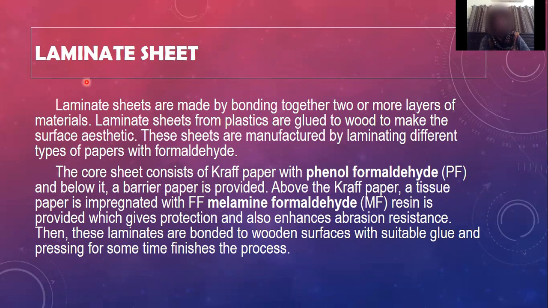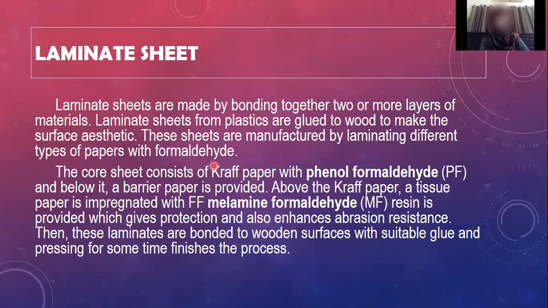For this purpose, laminate sheet can be used. Laminate sheets are made by binding two or more layers of material. Laminate sheets from plastic are glued to wood to make the surface more aesthetic. These sheets are manufactured by laminating different types of paper with formaldehyde.